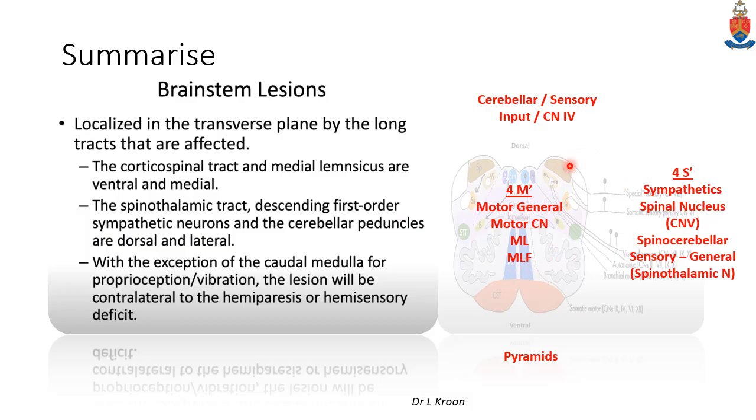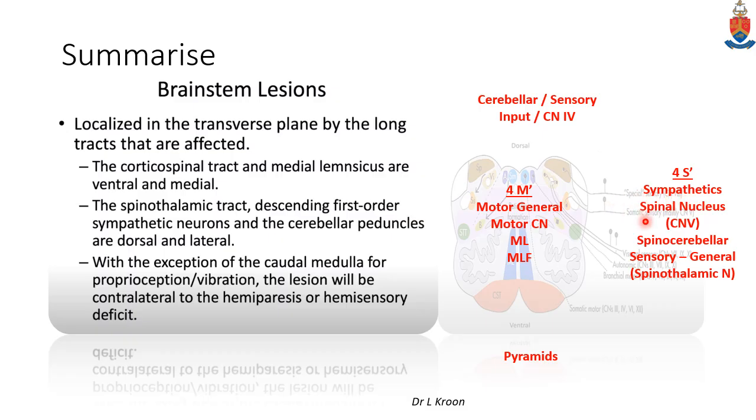And then we can localize laterally in the brainstem. The easy way to remember that is by the 4 S's. The sympathetic tract runs quite laterally in the brainstem. So if you've got a patient with something like a Wallenberg syndrome, you might have an associated Horner's.